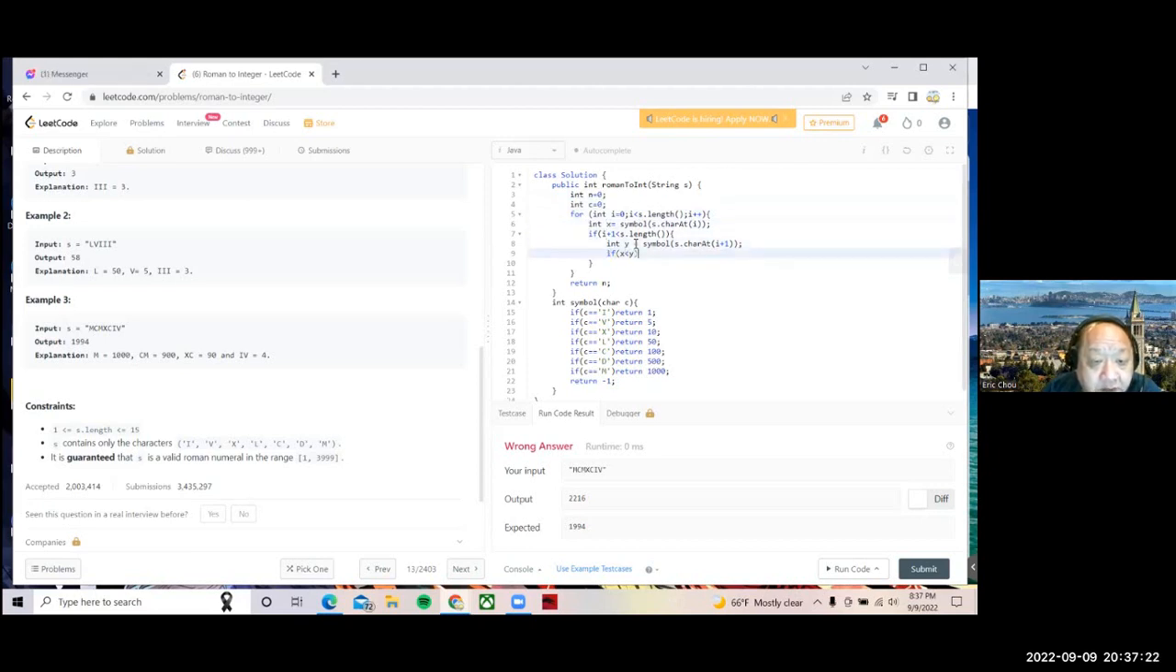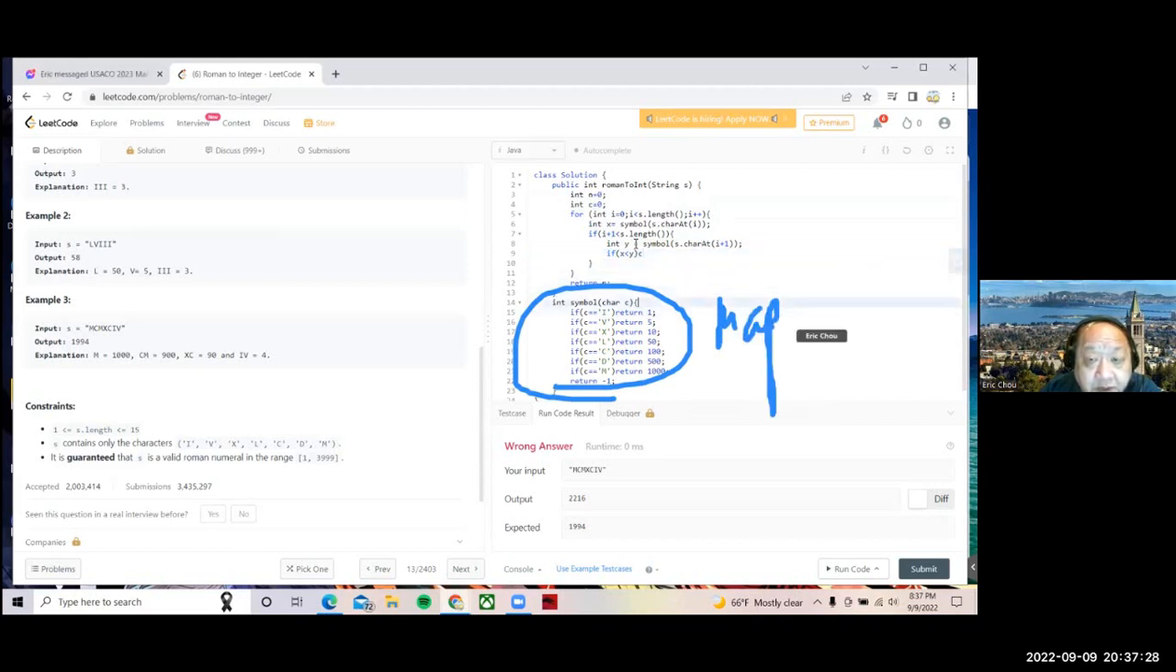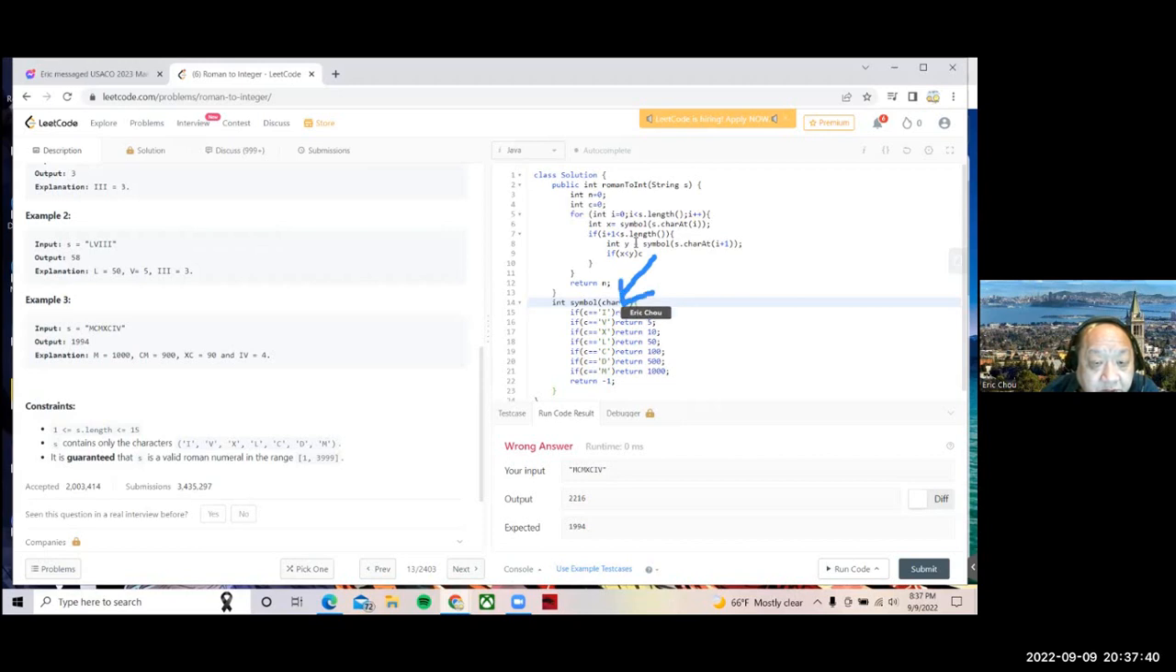Okay, this also you can use a map for it, a hash map, string versus the number. Instead of using such a function, which will be slower, that's one thing. You can use a map. And here it is not a character, you can use a string for it.